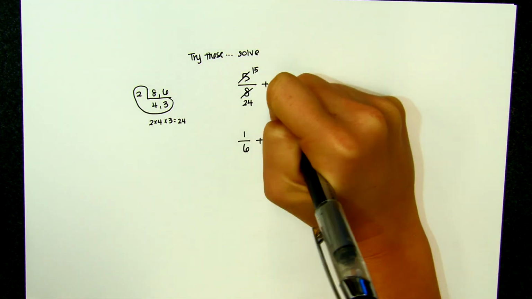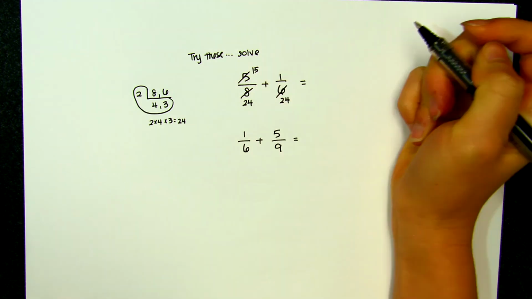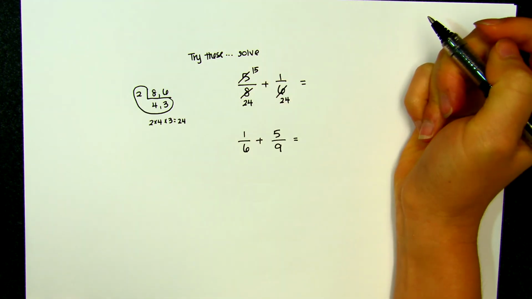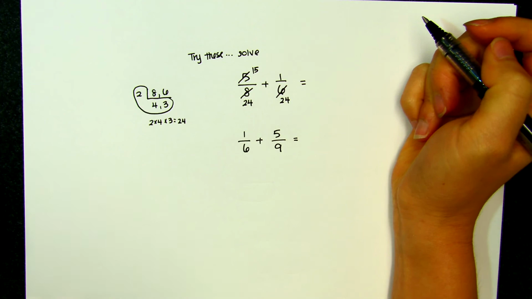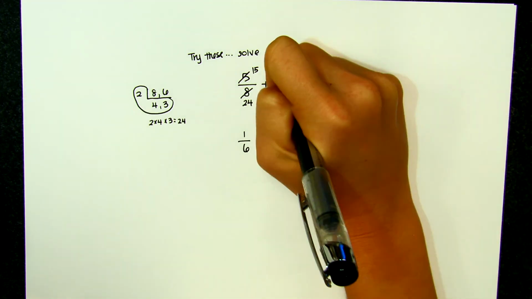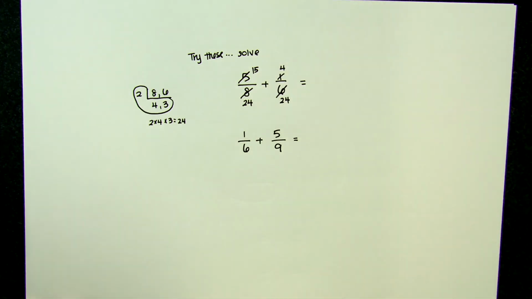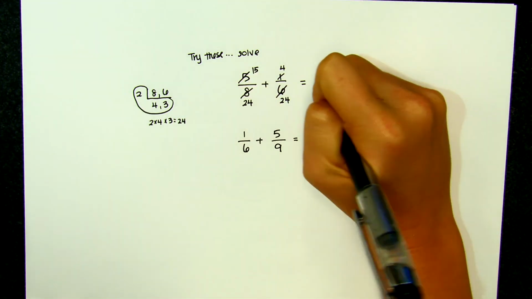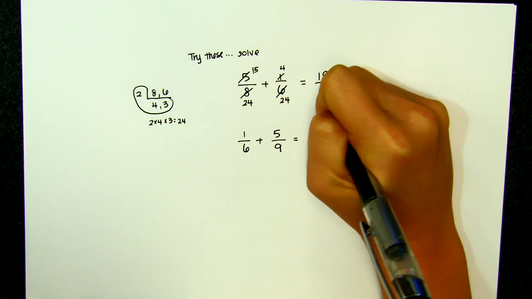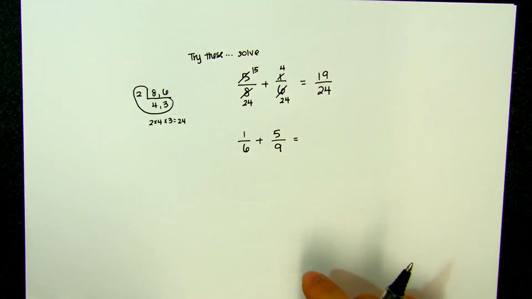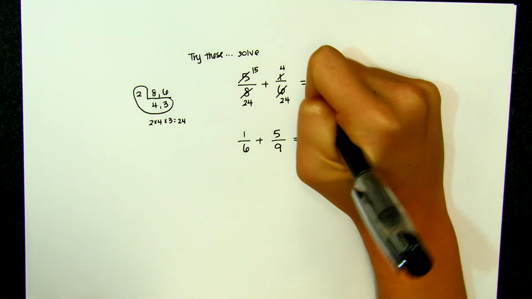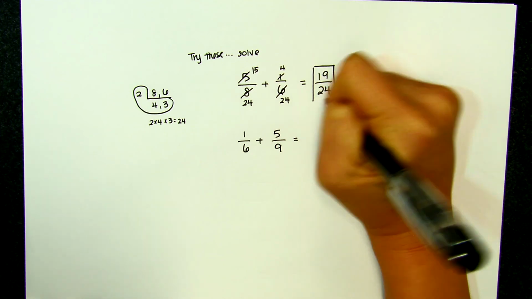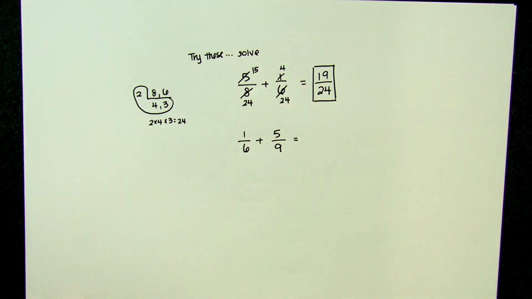Plus, now 6, I can change this to 24 as well. In order to change 6 to 24, I multiply by 4. Whatever I do to the bottom, I do to the top. So now 1/6 is no longer 1/6, but 4 over 24. Now I add the numerators. 15 plus 4 is 19, and keep the denominators the same. Since I can't simplify anymore, this is my simplest form. That's my final answer.